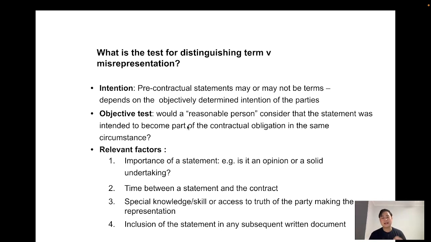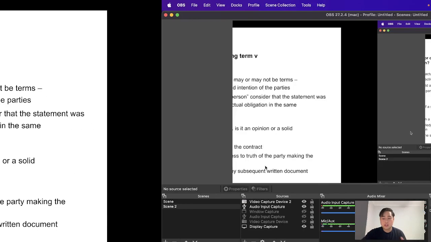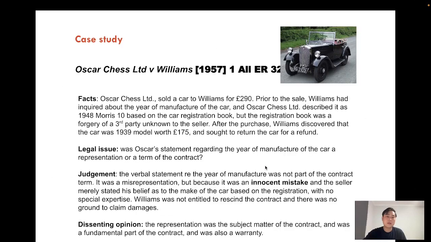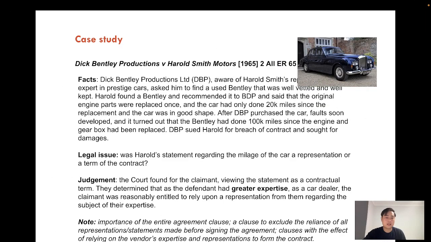If it's very highly specialized, then potentially representation would be important because people are not informed. So this is why the reasonable person test, or the objective test, is important. The court and the judge would specifically consider what a reasonable, fully informed person would think about certain situations. Here's an example. You can pause it and read it.